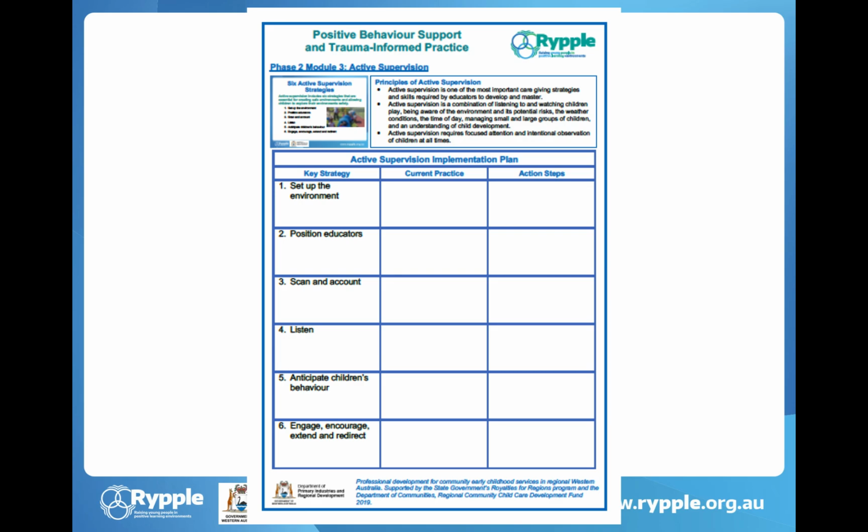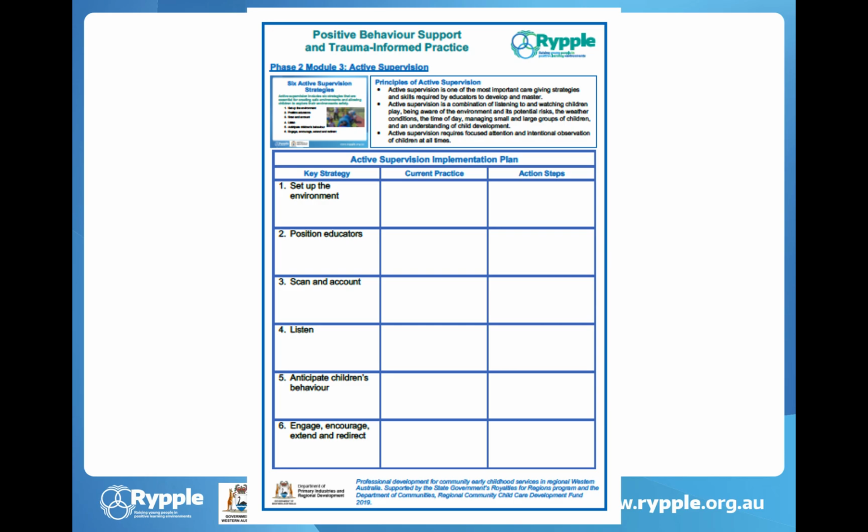So now that we've been through those 6 active supervision strategies, in a moment we will get you to stop this training video and go to the handout and use it with your centre staff or individually as an audit of what current practices you have in each of those 6 active supervision strategies. So have a look at your current situation in terms of your environment. Is it set up so that you can see all of the students all the time and that they can actually see you? Do you have or do you need to implement a plan where you position educators in certain times of the day and use proximity?